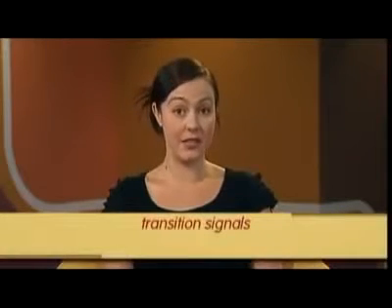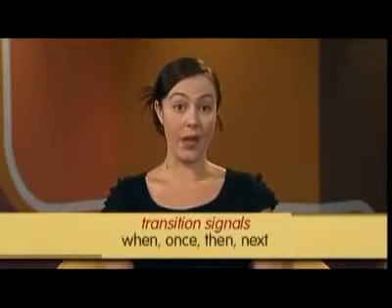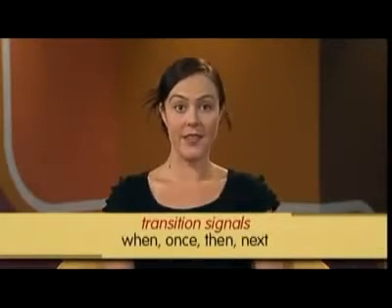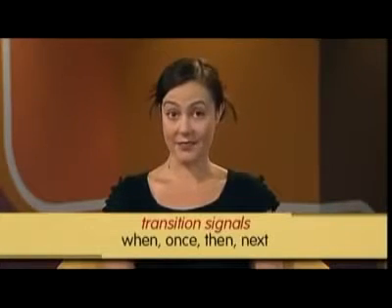There are many different ways of describing the stages of a cycle. We can use transition signals like when, once, then, or next. When speaking, you can also use pauses and intonation to describe a cycle. In written language, this becomes punctuation. Listen to Noel Arrold again describing the different parts of the cycle.